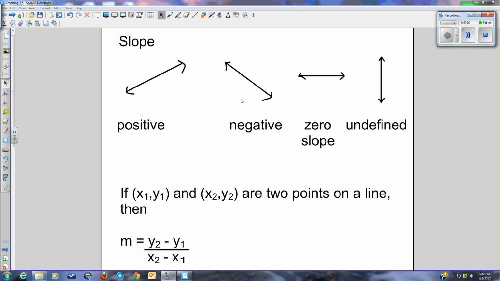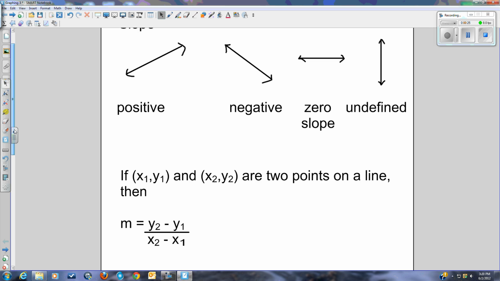In this lesson, we're going to be talking about the slope of lines. If you have a line that rises upward to the right, it has a positive slope. A line that falls downward to the right has a negative slope. A perfectly horizontal line has zero slope, and a perfectly vertical line has an undefined slope.